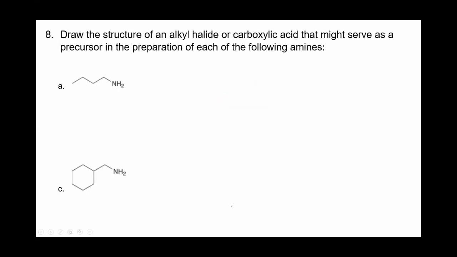Okay, so if you were doing this reaction, draw the structure of an alkyl halide or carboxylic acid that you could use in order to make these amines. So what are ways that you could make these primary amines? Take a minute to try to figure out what you can use to make these primary amines, either with an alkyl halide or carboxylic acid.